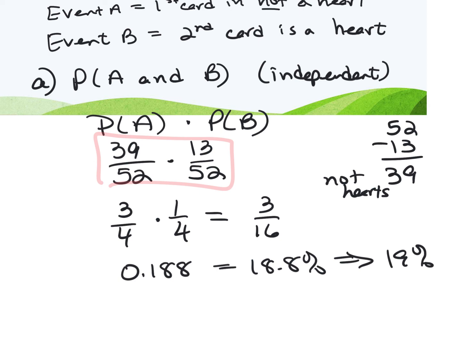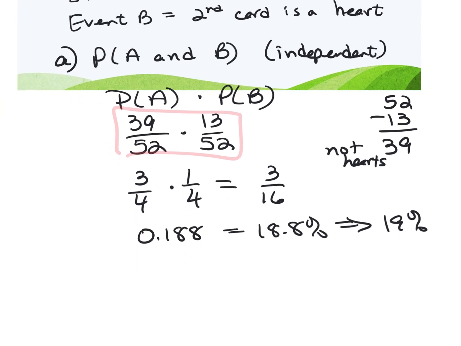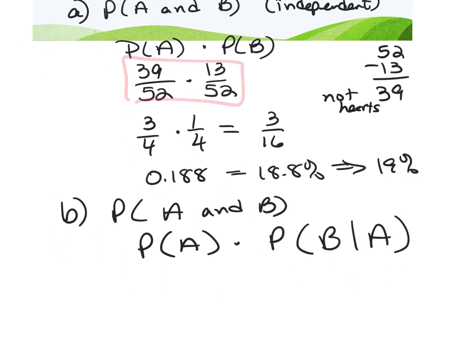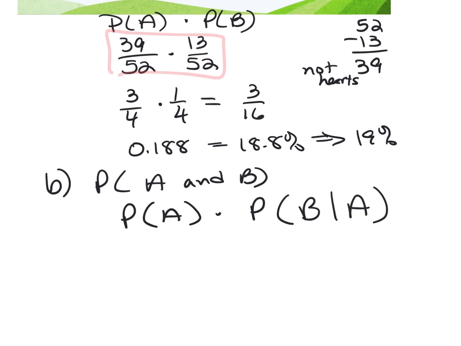Now, if I do not replace it, then for part B, still the probability of A and B. So I'm doing the probability of A, and then the probability of B, given that A happened. And again, I'm assuming that when I pulled that card out, I actually got not a heart. So here, the probability of A is still the same. It's the 39 over 52, which again reduces to 3/4.